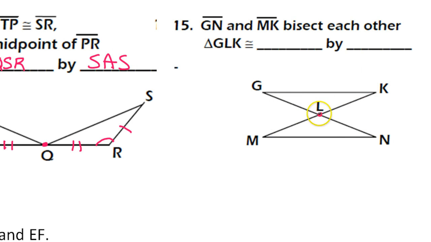Alright, that means that L is going to be the midpoint of both segments. So GL and LN will be congruent, and ML and LK will be congruent. Also, we have vertical angles are congruent. So that means these triangles will be congruent by side, angle, side.